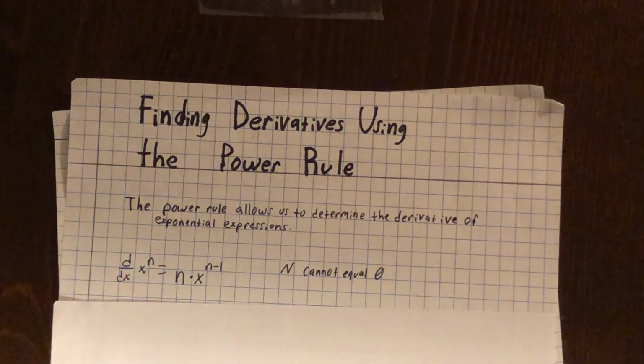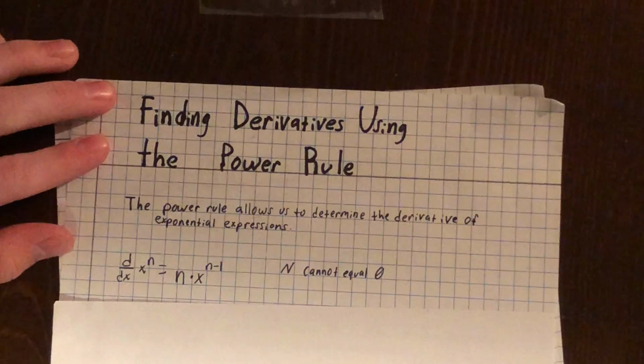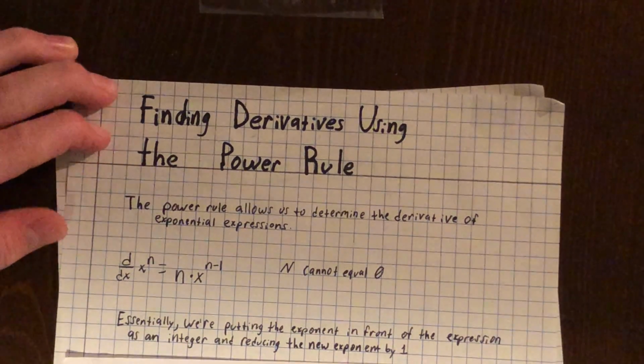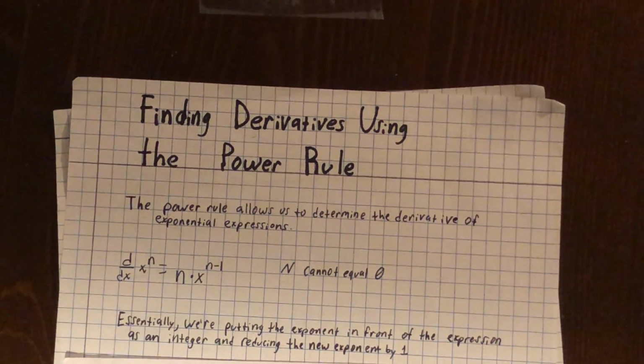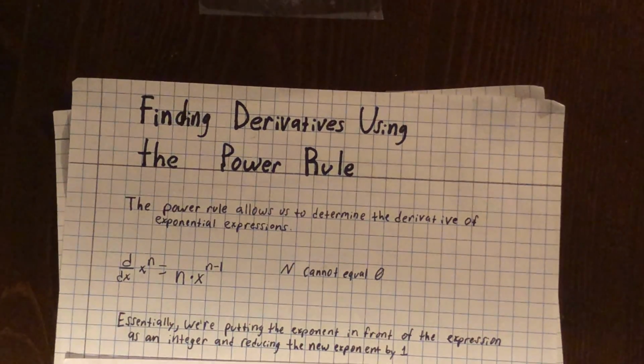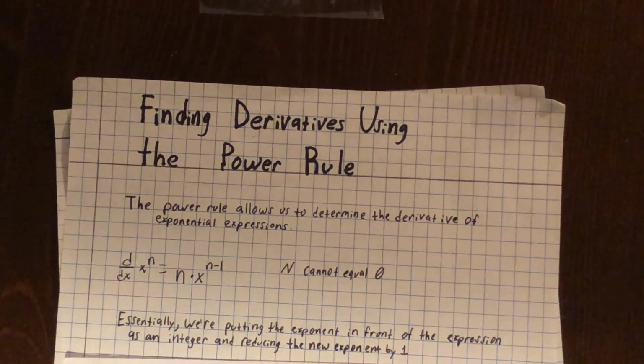So it sounds kind of complicated, but that's just a formula. I'll explain it real quick. It's basically, we're putting the exponent in front of the expression as an integer, and we're reducing the new exponent by 1.